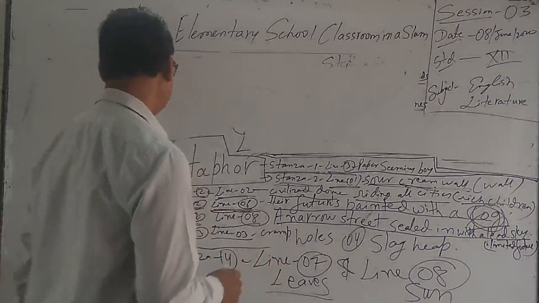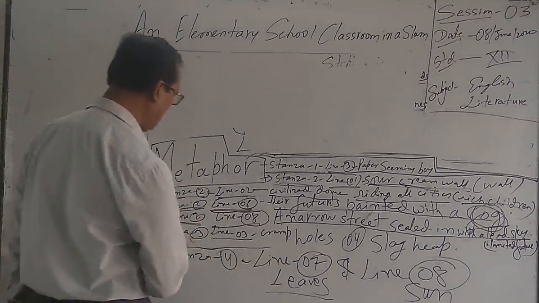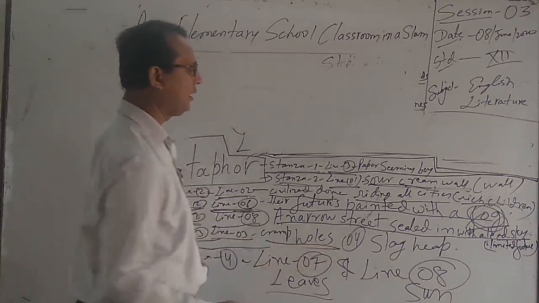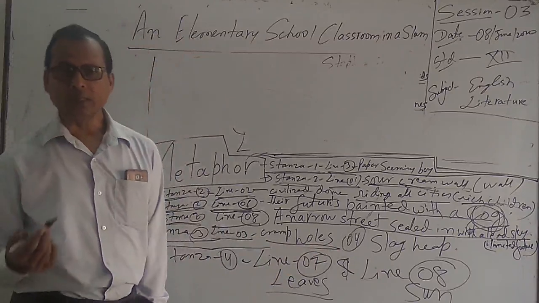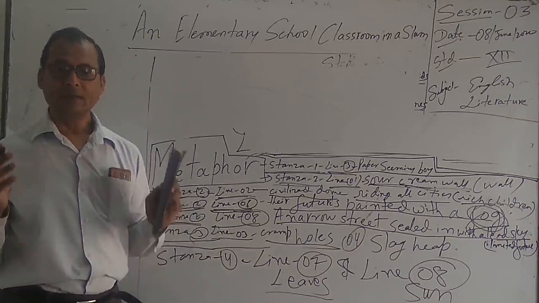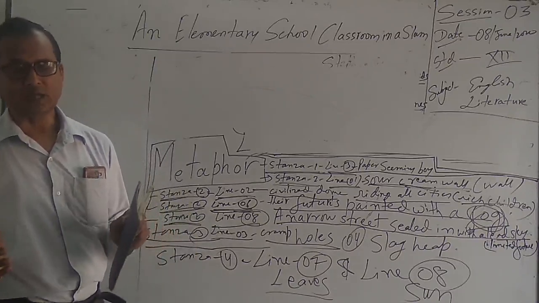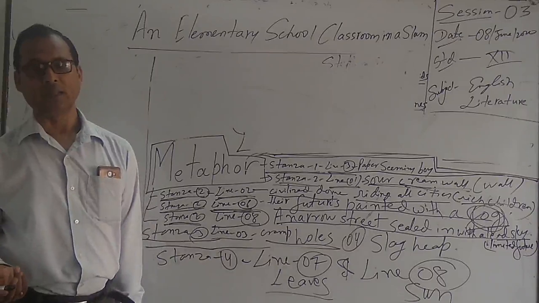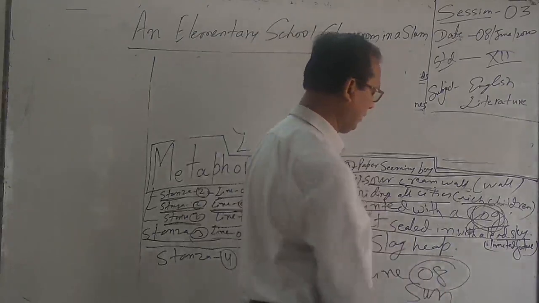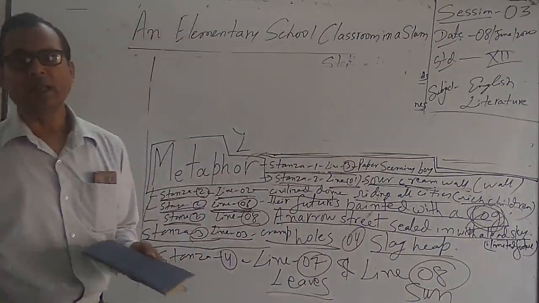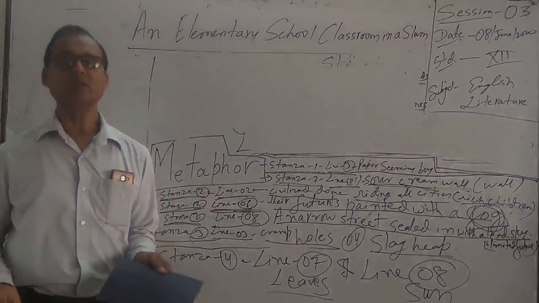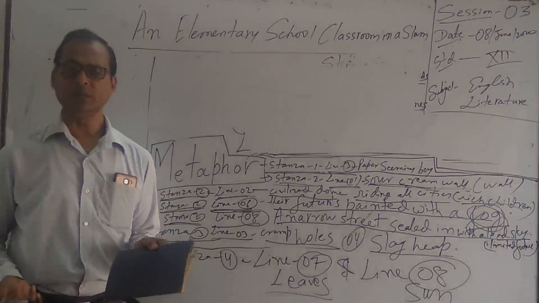And now we are seeing the last line of stanza 3. Here, "cramped holes". What does it mean? Cramped holes means their home is like a hole, with limited area, and they should try to go outside of there, and this should be done by the people. And the fourth line is "slag heap", which means their bodies are like waste, like a heap, and proper attention should be given to them so that their future may be bright.